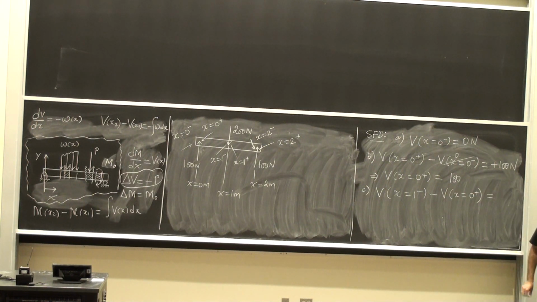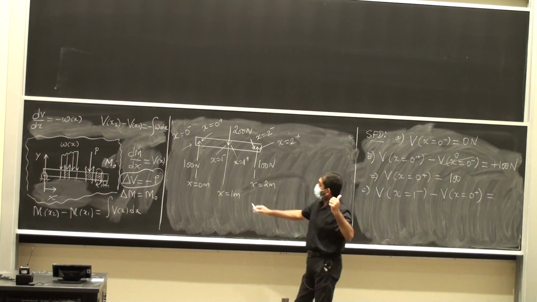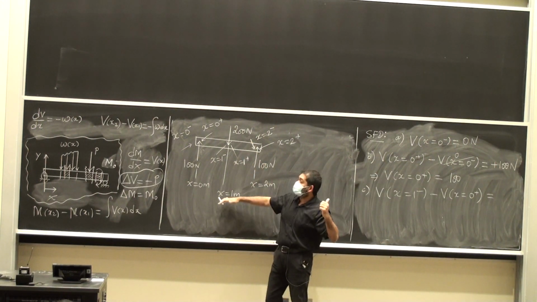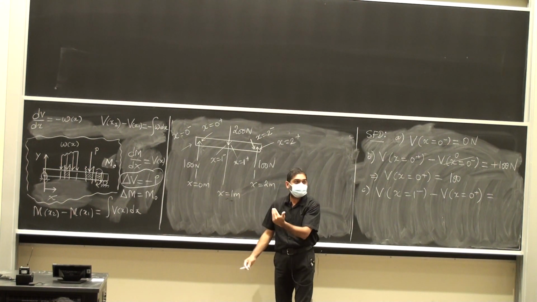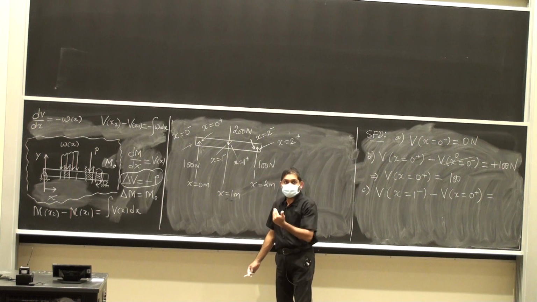What's this value going to be equal to? Between 0 plus and 1 minus, what is the value of the load? Is there any load acting there? No, 100. So careful, careful, careful. The 200 Newton acts at 1 meter. I'm looking at a location right before that, which is 1 minus meter.